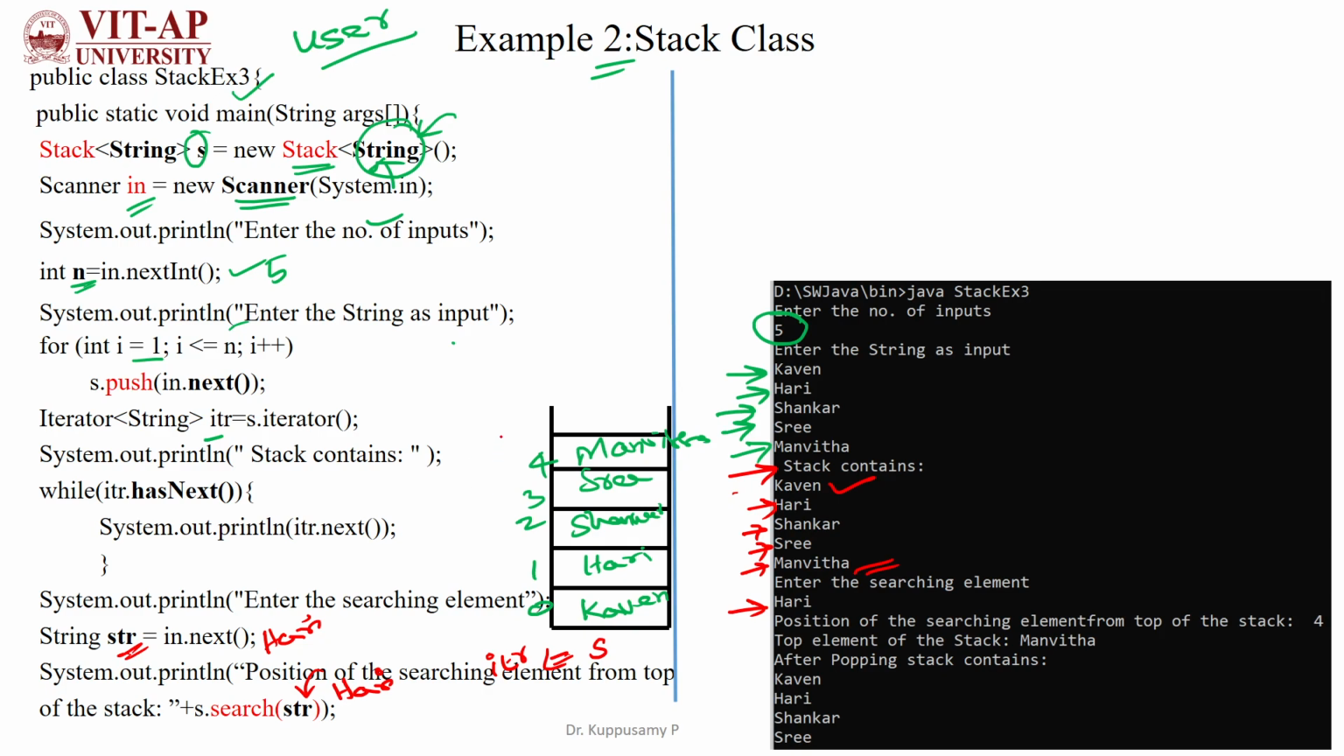From the top of the stack it will check. Okay, so from the top of the stack, where is Hari available? First, second, third, fourth. So it is available as the fourth element from the top of the stack, and that is what is returned here.